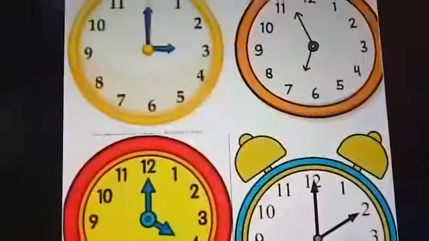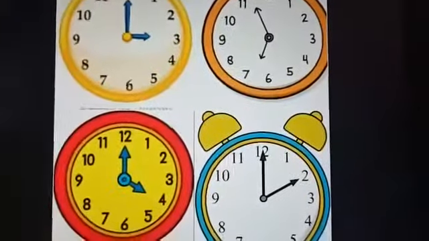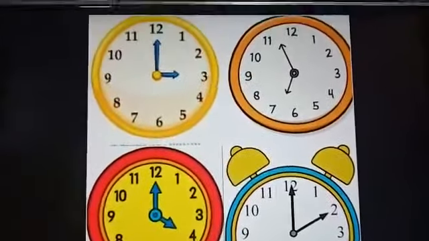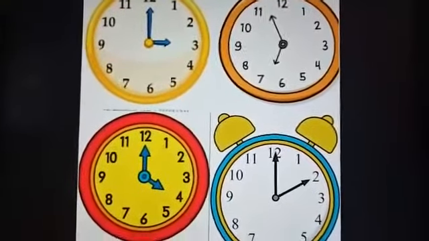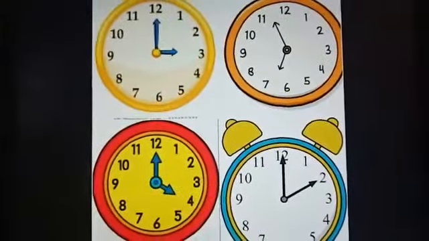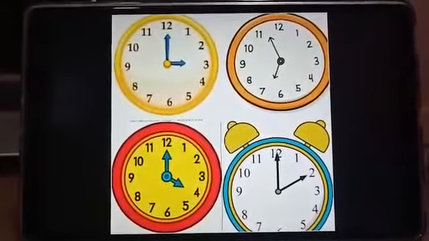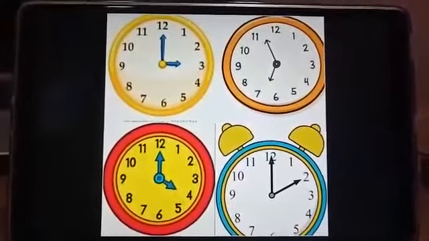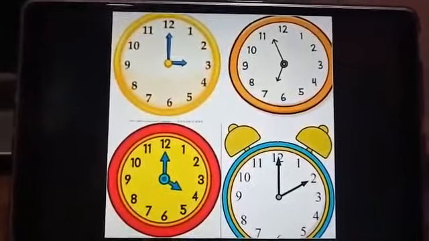Now, looking at this clock, what can you observe about it other than time? Yes, we can see that the hour hand and minute hand are making an angle between them. But how can we identify what type of angle it makes? So, let us learn how we can identify different types of angles.